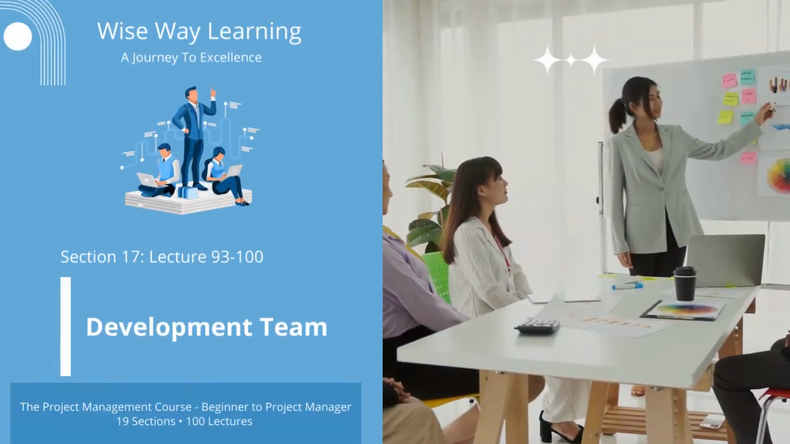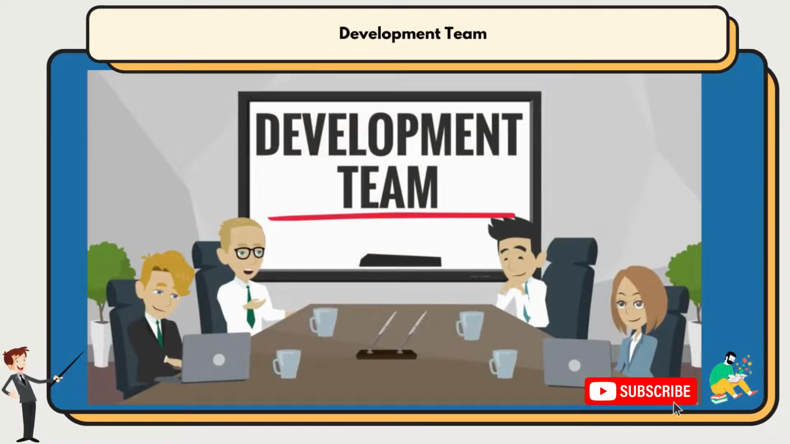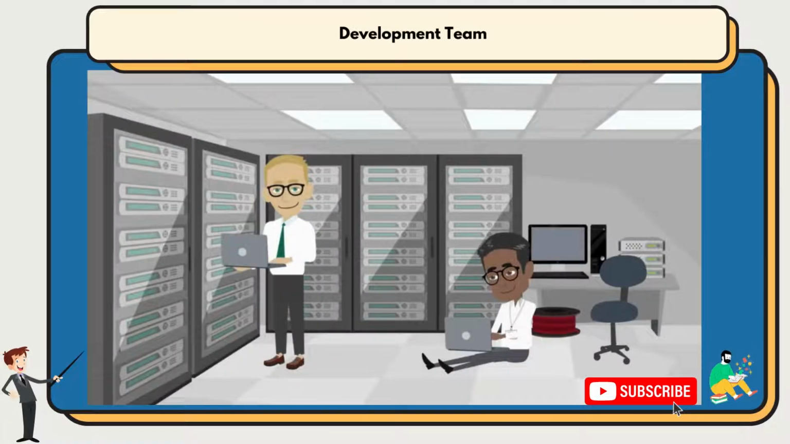Section 17 and lecture number 93, Development Team. Welcome back. The next role we have in Scrum is the development team.